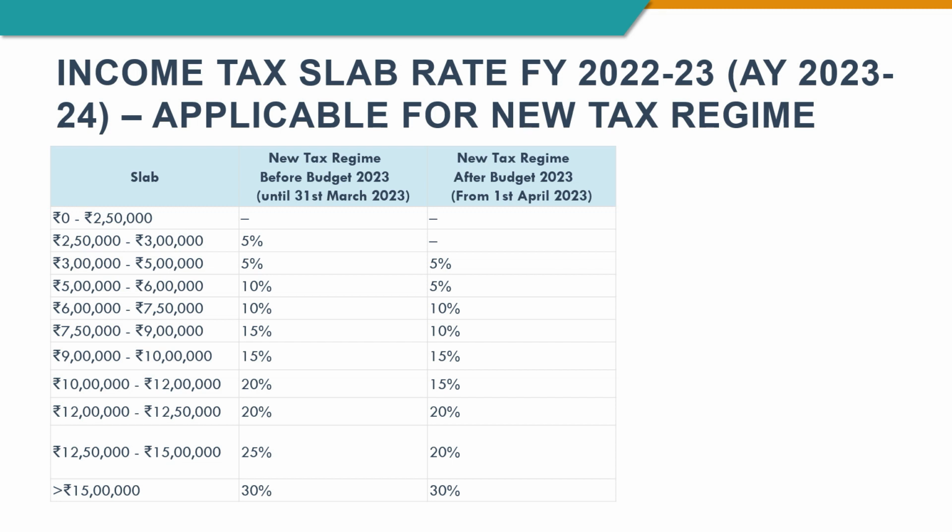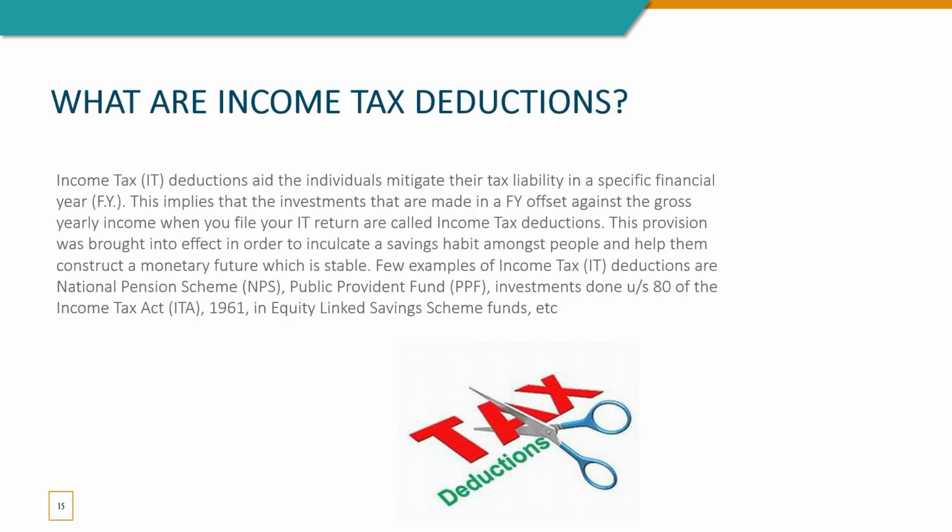What are income tax deductions? Income tax deductions aid individuals to mitigate their tax liability in a specific financial year, FY. This implies that the investments that are made in a FY are offset against the gross yearly income when you file your IT return; these are called income tax deductions. This provision was brought into effect in order to inculcate a savings habit amongst people and help them construct a monetary future which is stable.